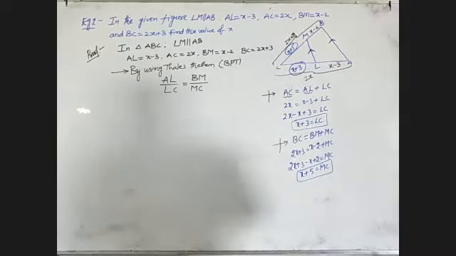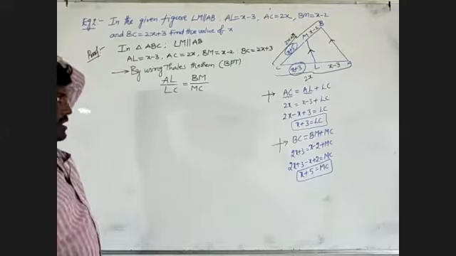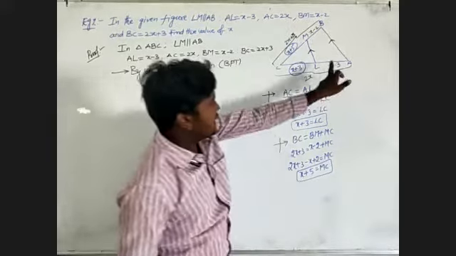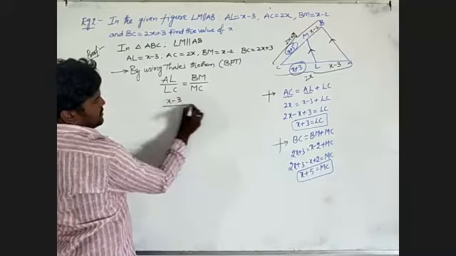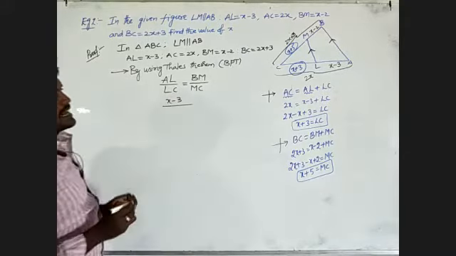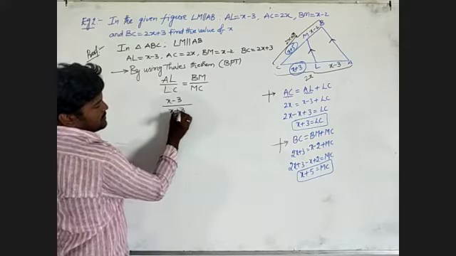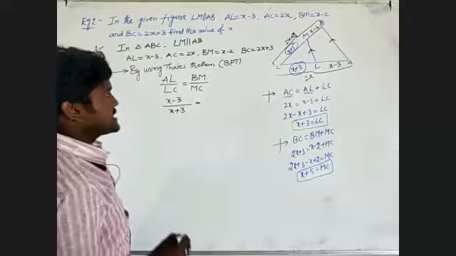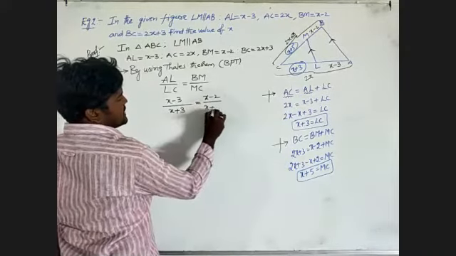Here all the values are known, so I have to substitute them in this theorem. The distance between A and L will be x minus 3. The distance between L and C will be x plus 3. The distance between B and M is x minus 2. After that, M and C is x plus 5.